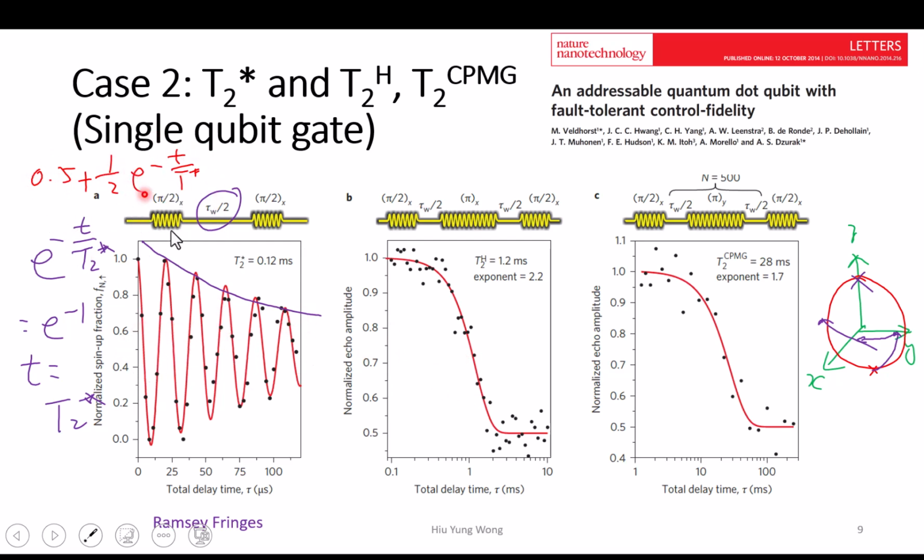And then this thing equals 0.19, and then e to the power of negative 3.8, right? So be careful about this. If I ask you to find T2, you think about this carefully, okay?